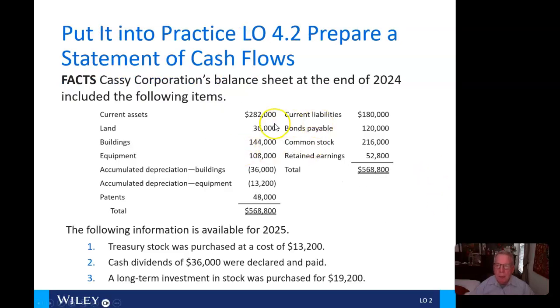Okay, let's put it into practice. Here is the Cassie Corporation's balance sheet at the end of 2024. We have a lot of items here.